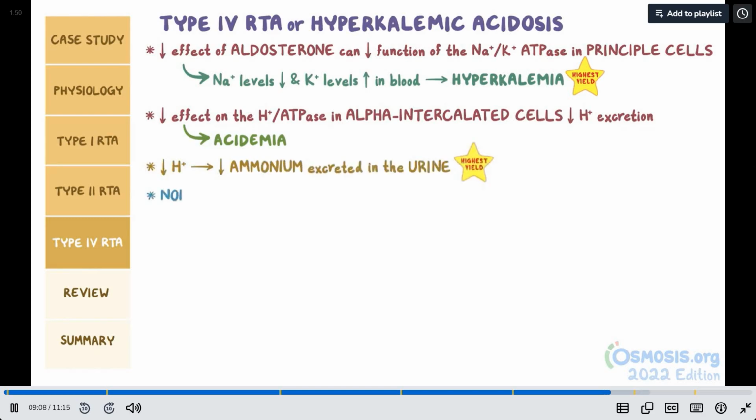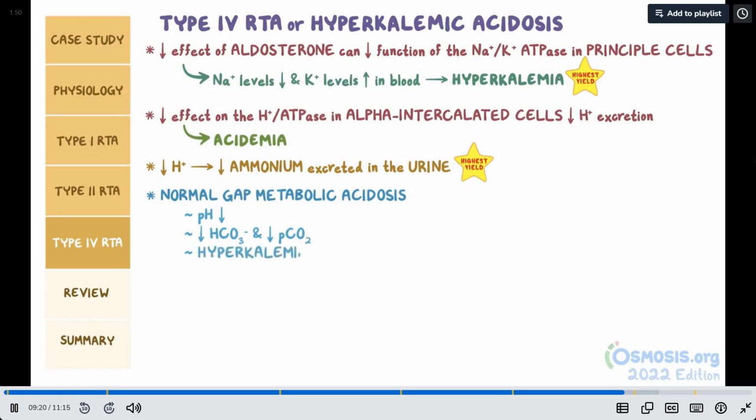So type 4 RTA leads to normal gap metabolic acidosis, where pH is low and there's also low levels of serum bicarbonate and low PCO2. Due to aldosterone resistance, there's decreased potassium excretion, leading to hyperkalemia. The urine pH in this case is usually below 5.5, but it can be normal if enough aldosterone is produced.